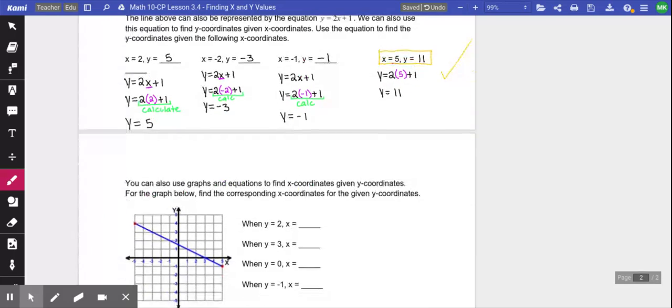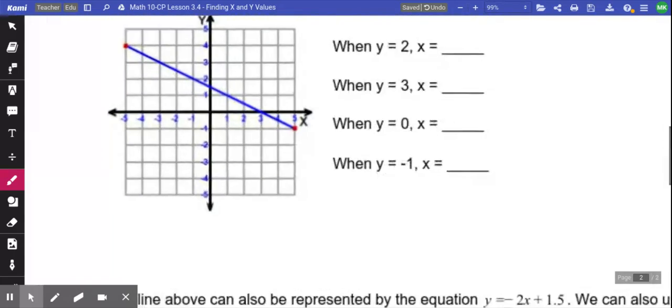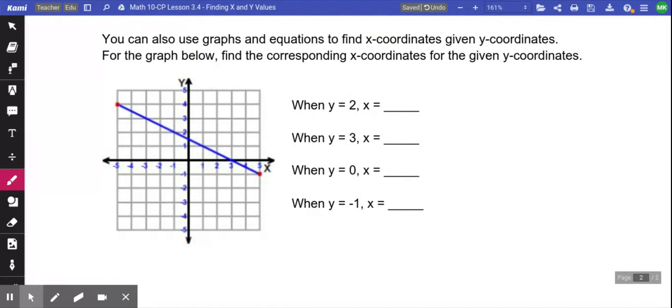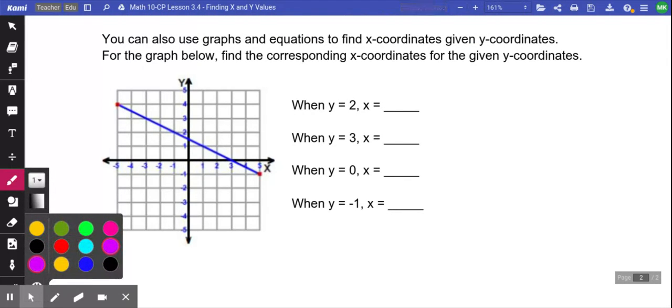Wicked. That's how we find missing y values. You technically can go the other way around too. So you could be given y values and find x values. Like this question right here says, okay, when y equals 2, how far left or right would you have to go to hit the line? So imagine you started in the middle. You went up 2. 1, 2. How far left or right do you have to go to get to the line? In this case, I would have to go 1 to the left to get to the line. 1 to the left means -1.